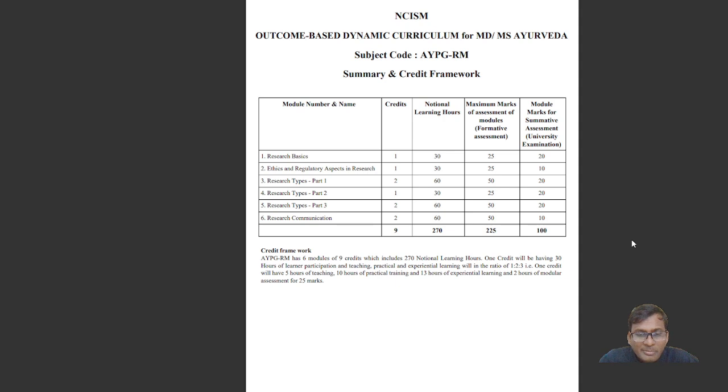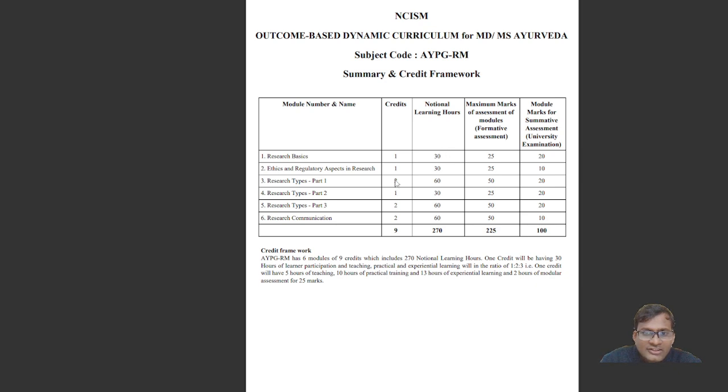Then 10 hours of practical training of that particular module, and 13 hours of experiential training, and 2 hours for the assessment of that particular module for 25 marks. So you can see here, one credit means 30 hours.